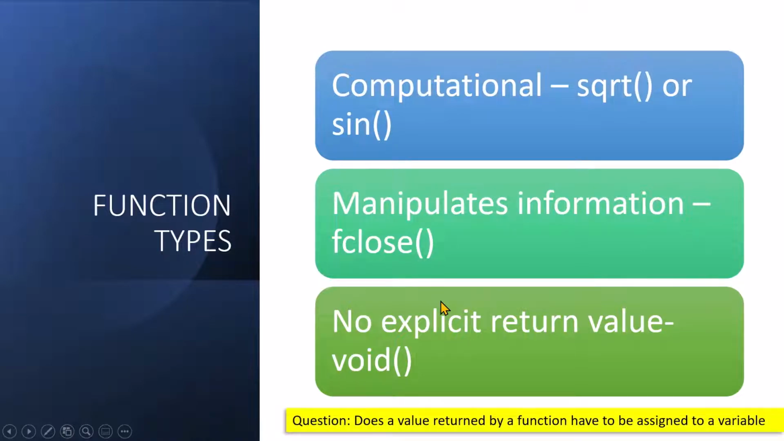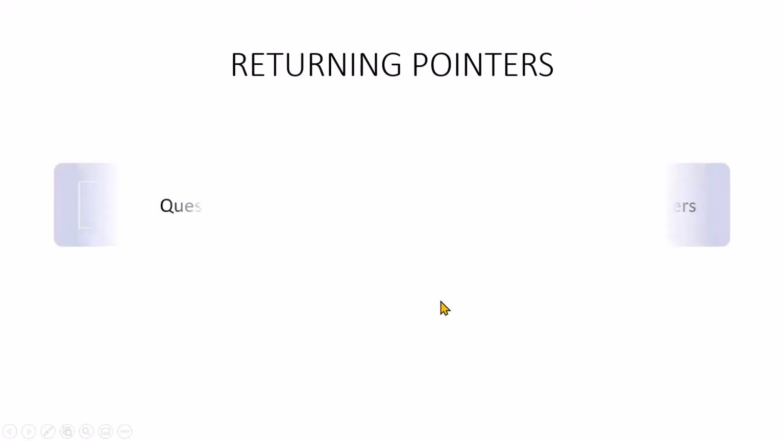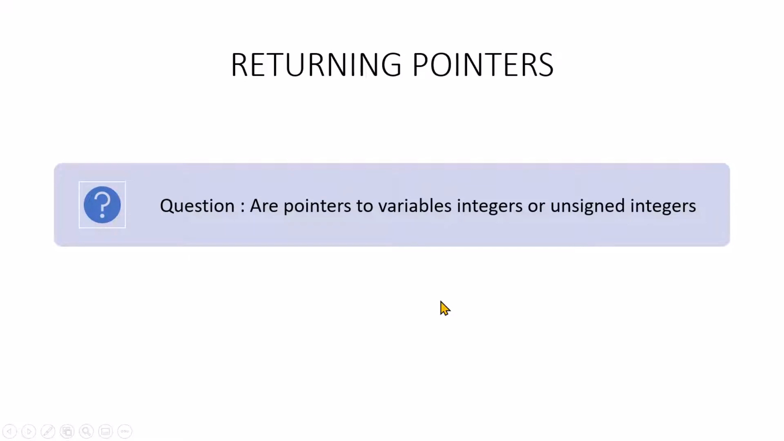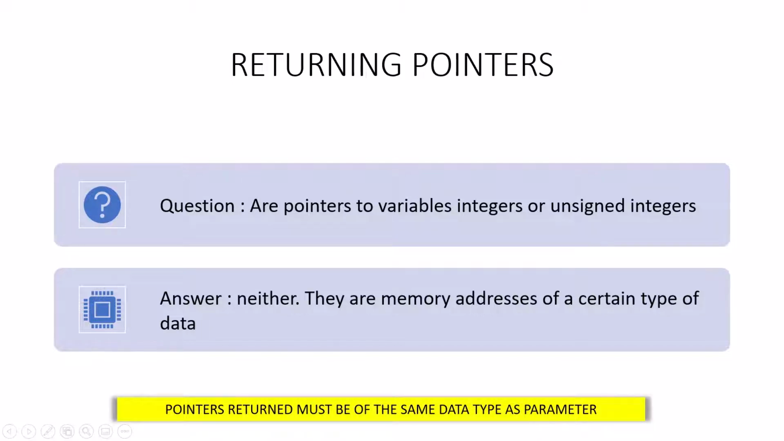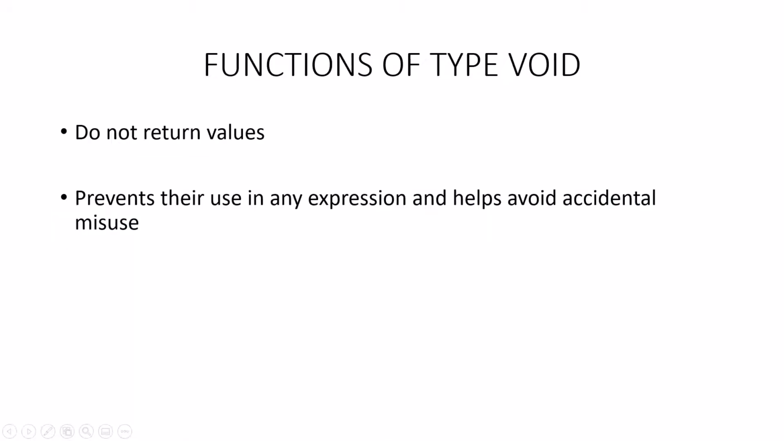Does a value returned by a function have to be assigned to a variable? No. Remember, we have int main, and we do not assign that to any variable, so that's not necessary. Returning pointers are pointers to variables, integers or unsigned integers. The answer is they are neither of them, because they are memory addresses of a certain type of data. And we've seen this when we talked about pointers. Pointers returned, therefore, must be of the same data type as the parameter.